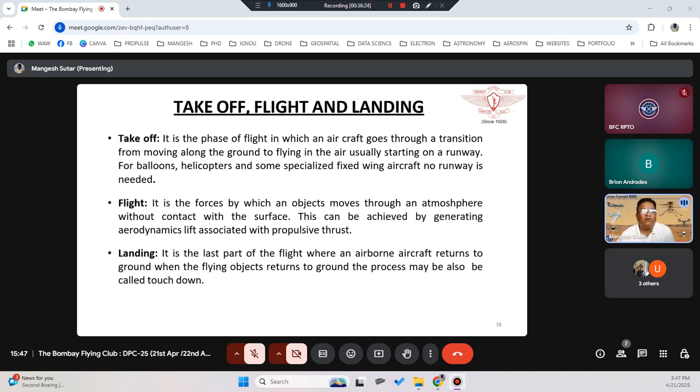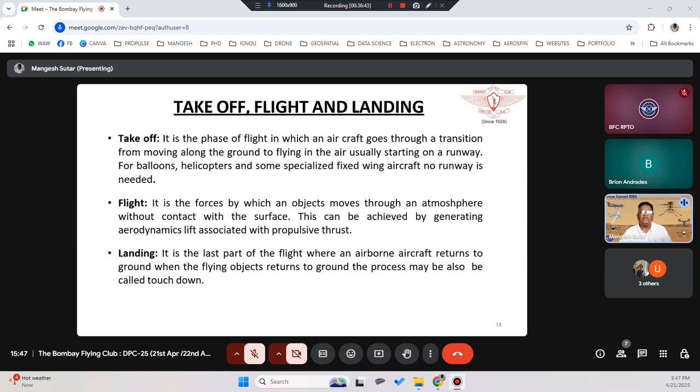Okay, so takeoff is a phase of flight in which the aircraft goes through the transition from moving along the ground to flying in air, using a starting run on a runway. For balloons, helicopters, or vertical takeoff aircraft, no runway is needed because they take off vertically. Like our drones, they take off vertically, directly, right?